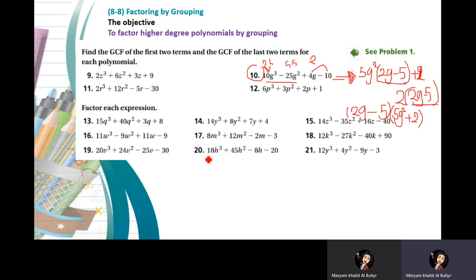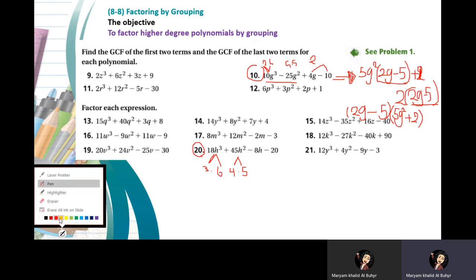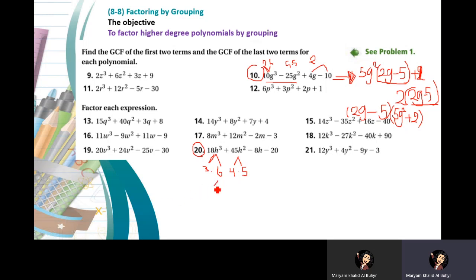Let me do one more with you. So here, what is the common factor between them? I know that this is 3 times 6. I know that this is 4 times 5. So here I will factor this one more. Maybe you cannot see it directly like that, so let me factor this 6 also into 2 times 3. So you can see the factor between them.